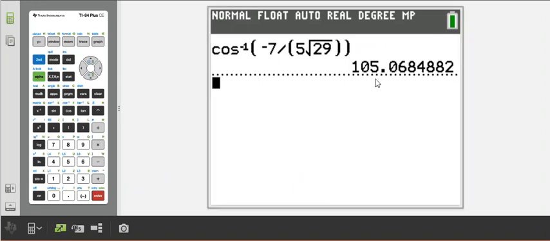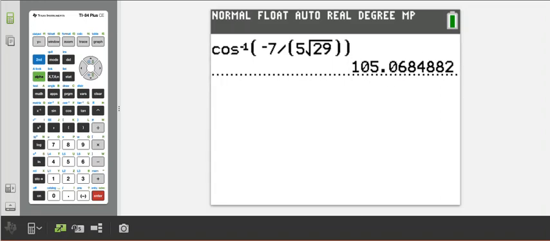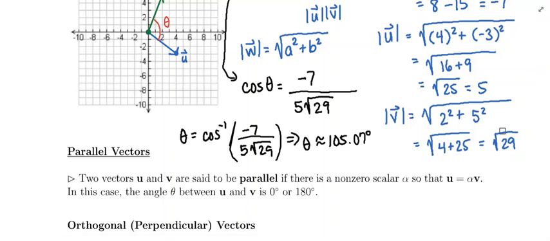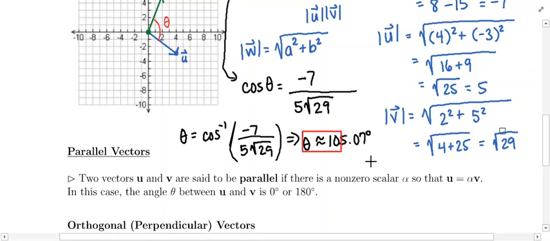Just from my rough sketch, I expected an obtuse angle closer to 90 degrees than 180 degrees. So this makes sense. We're going to say this is 105. We need to round to 2 places after the decimal point, so 0.07. So 105.07 degrees. That's it. That's how you can compute the angle between 2 vectors.